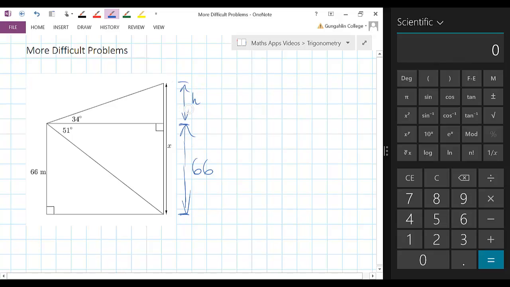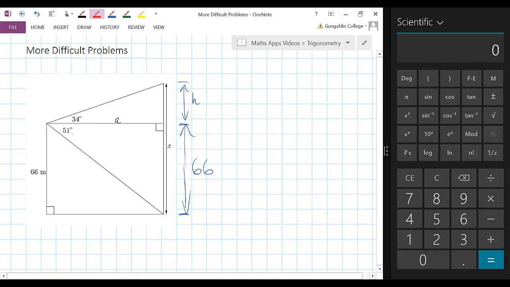Well, that height there is related to this top triangle. And the problem is I don't have any information about that triangle yet. So I've got to work out a good way of determining some of that information. And the best way to do that is actually to get the length of this side here, because that side is also shared with this larger triangle. So I'm going to give that a name as well. I'll call that A.